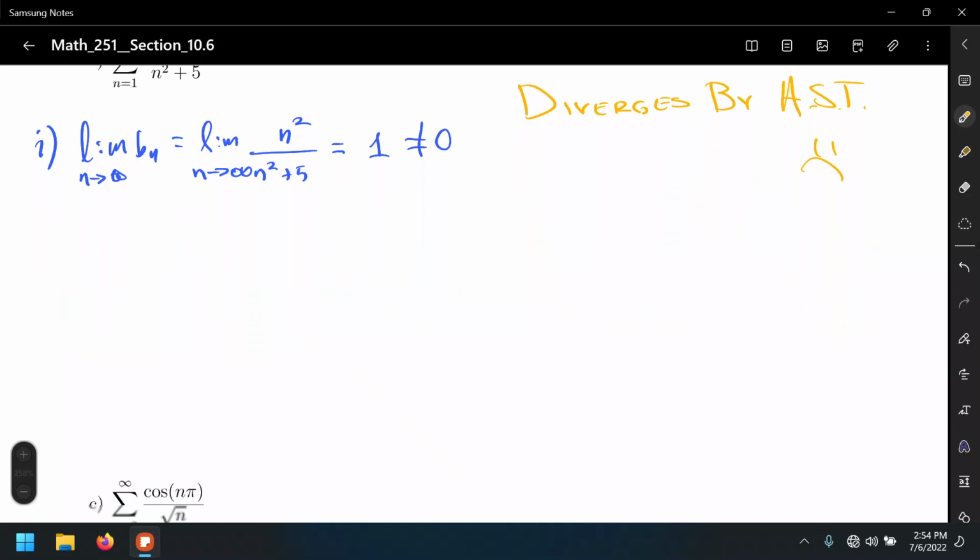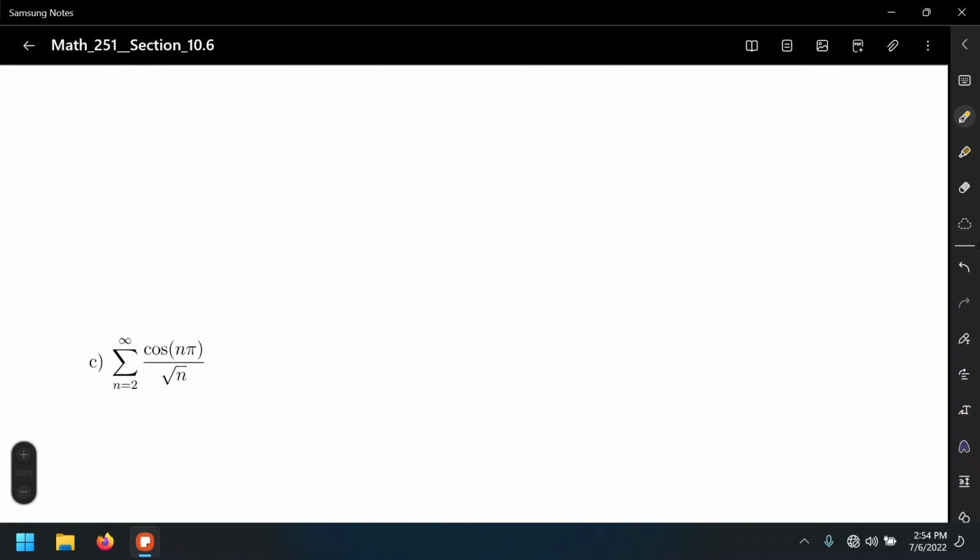Let's have a look at letter C. Sigma n equals 2 to infinity of cosine n pi over the square root of n. Well, in this case, this series at first glance doesn't look like alternating. It doesn't have a negative 1 to the n, or a negative 1 to the n plus 1, or negative 1 to the n minus 1. However, this cosine n pi is what will make this series alternate.